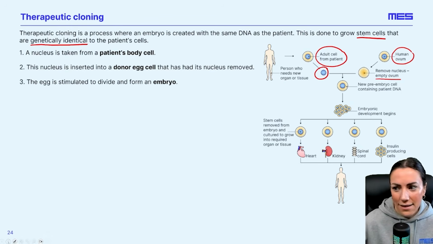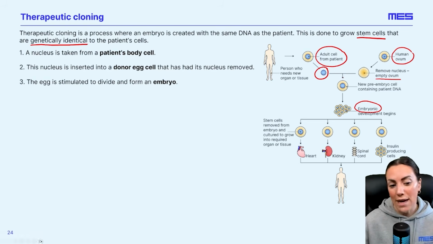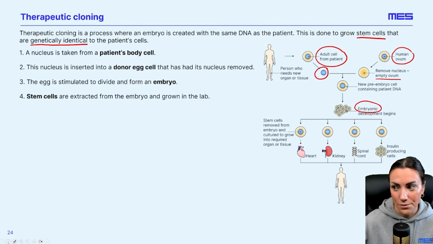Now, that cell is then stimulated and it will start to divide and it will form an embryo, an early embryo. Now, this early embryo contains embryonic stem cells that can differentiate into any cell type, but because you made that embryo using the nucleus from the patient, it has all of the patient's DNA. So the embryo is basically a clone of the patient. It is genetically identical. The stem cells can then be extracted from the early embryo and grown in the lab.